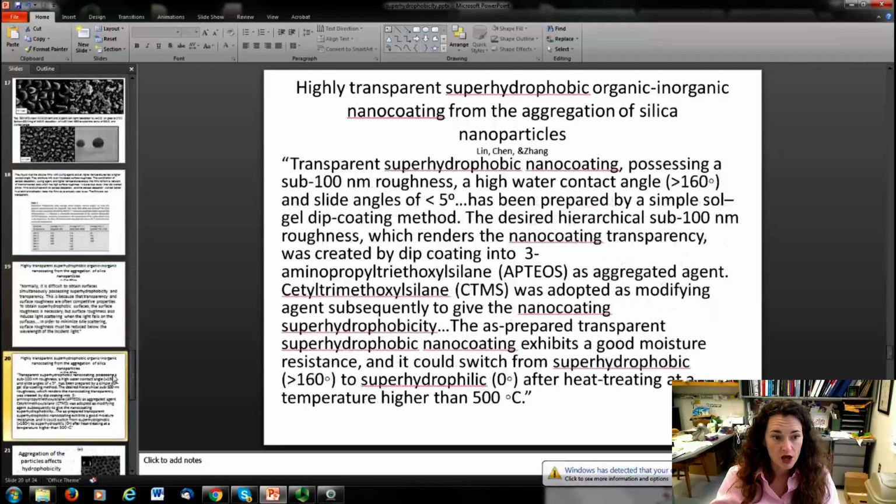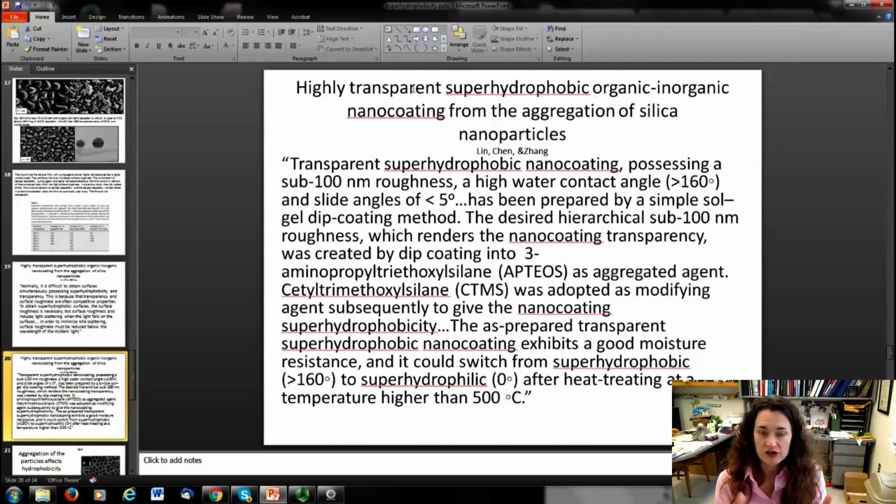Now that's actually not too easy to achieve. So what these people did was they used nanocoatings that came from the aggregation of nanoparticles. So if you think about it, you have a nanoparticle, it already has nanometer dimensions, and then if you can force them to clump together, then you've got these balls all touching on the nanometer scale. So they did that. They explained how they did it, and they could switch it from a superhydrophobic to a superhydrophilic coating after heat treating it, which is a pretty useful technique.